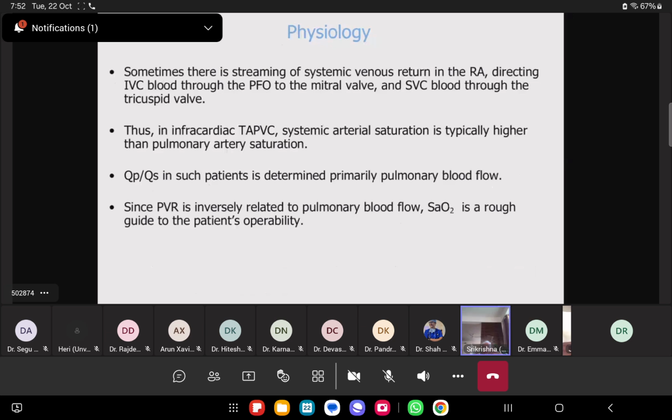Sometimes there is streaming of systemic venous return into the RA, directing IVC blood through the PFO to the mitral valve and the SVC blood through the tricuspid valve. Thus, in intracardiac TAPVC, systemic arterial saturation is typically higher than pulmonary artery saturation. Qp/Qs in such patients is determined primarily by the pulmonary blood flow. Since PVR is inversely related to the pulmonary blood flow, saturation is a rough guide to the patient's operability.